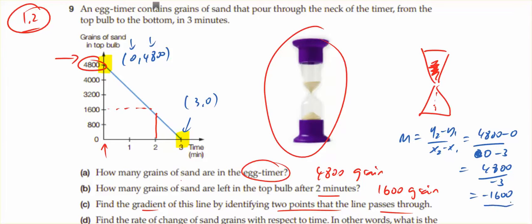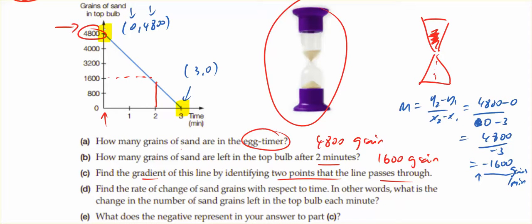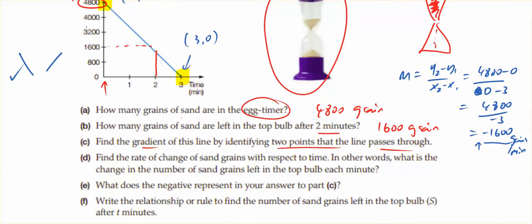That makes sense because gradient, as I said in class, is a rate. So what's the rate in this case? The negative gradient is telling me that we're losing 1,600 grains of sand per minute. Can you see that that's a rate? Grains per minute. So we're losing 1,600 grains per minute, which makes sense, and that is confirmed by the shape of the graph. Remember, if it goes this way, it's negative; this way, it's positive. So it's a negative gradient.